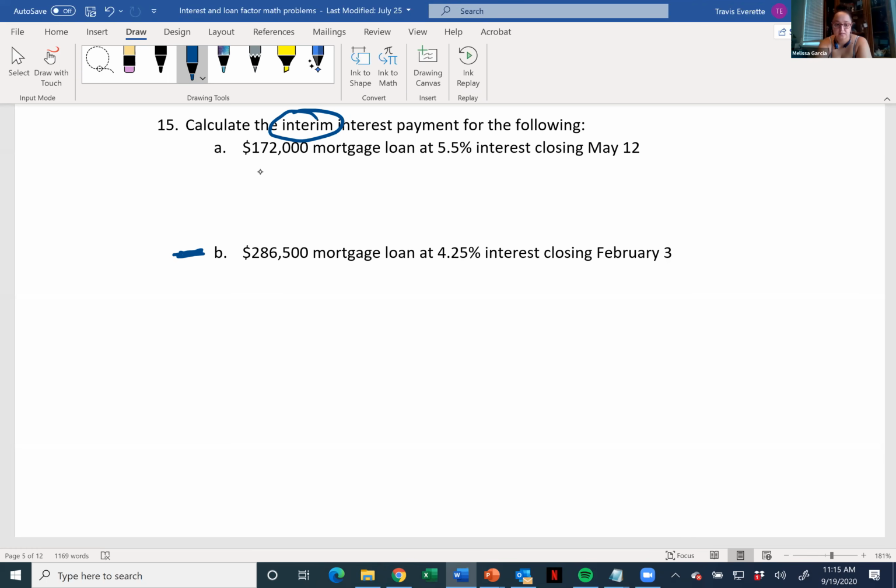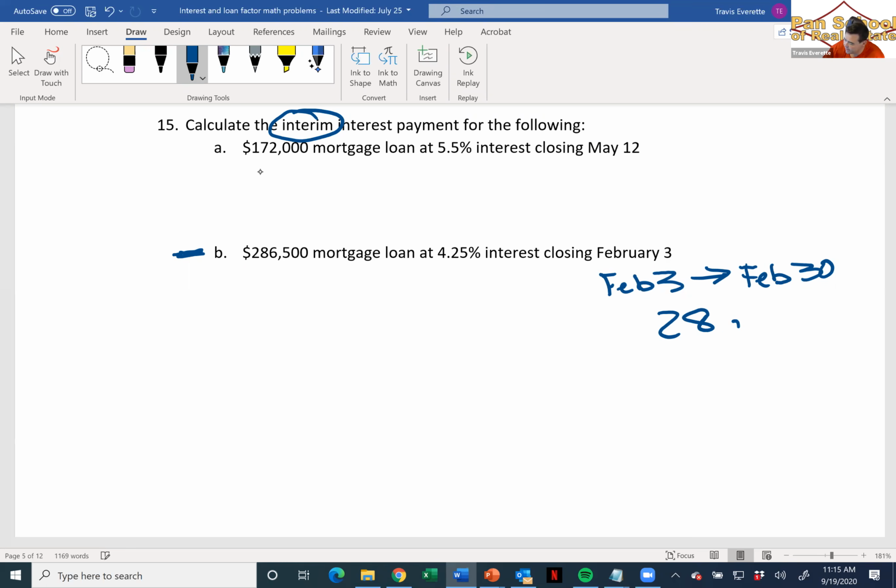February 3rd. February 3rd through when? The 30th. I know February the 30th doesn't actually exist, but in this class, every month has 30 days. So February is just like any other month. Now, here's the real question. From February 3rd through the 30th, how many days is that? That's 28 days.